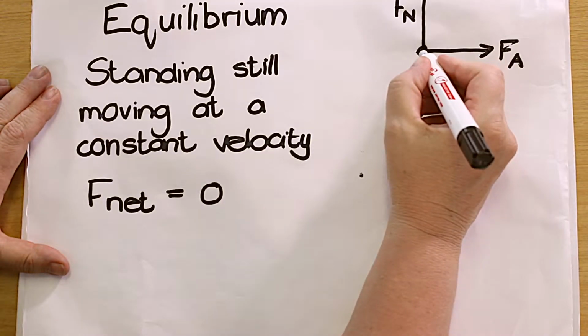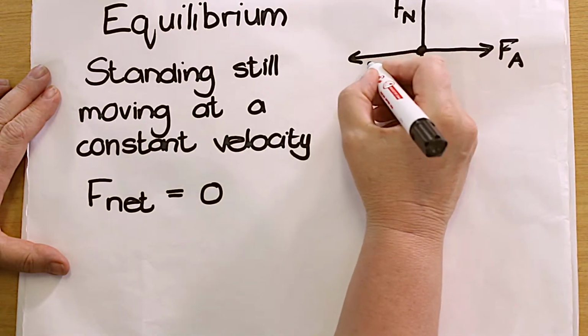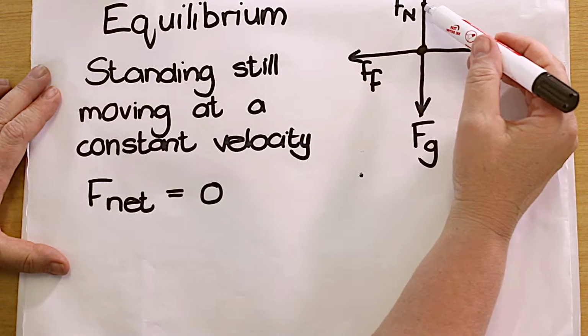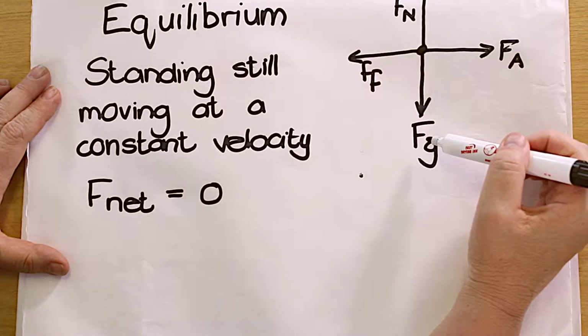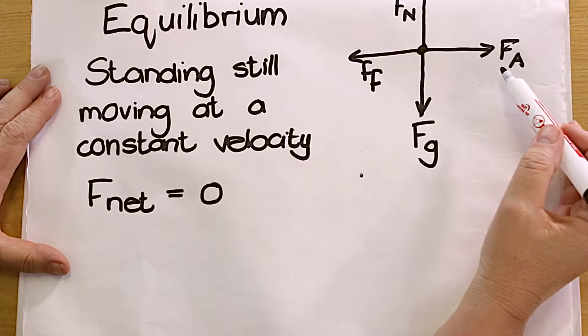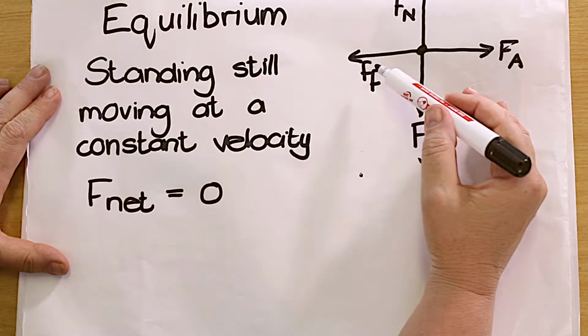And the engine of the car exerts a force against friction. I need to overcome friction when a car is driving. For the system to be in equilibrium, my normal force must be equal to my gravitational force. And my applied force, the force that the engine exerts on the car, must be equal to my frictional force.